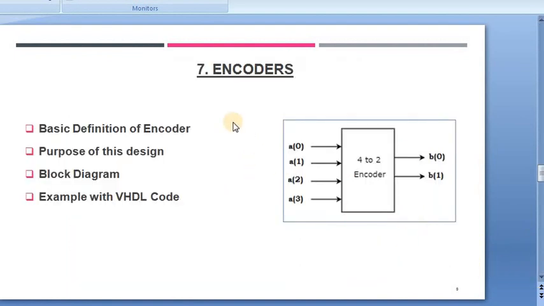As you see on the slide, again we start with a basic question, that is, what is an encoder? Its definition says that it is an electronic device that is used to convert an analog signal to a digital signal. One of the classical examples of an encoder is BCD codes. Also, an encoder is a combinational circuit that performs the reverse action of a decoder.